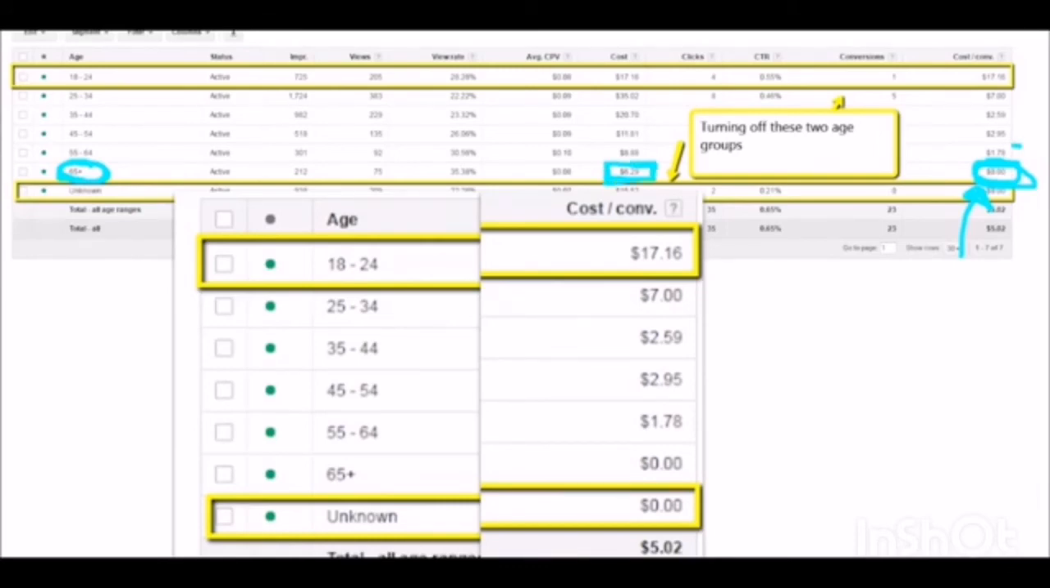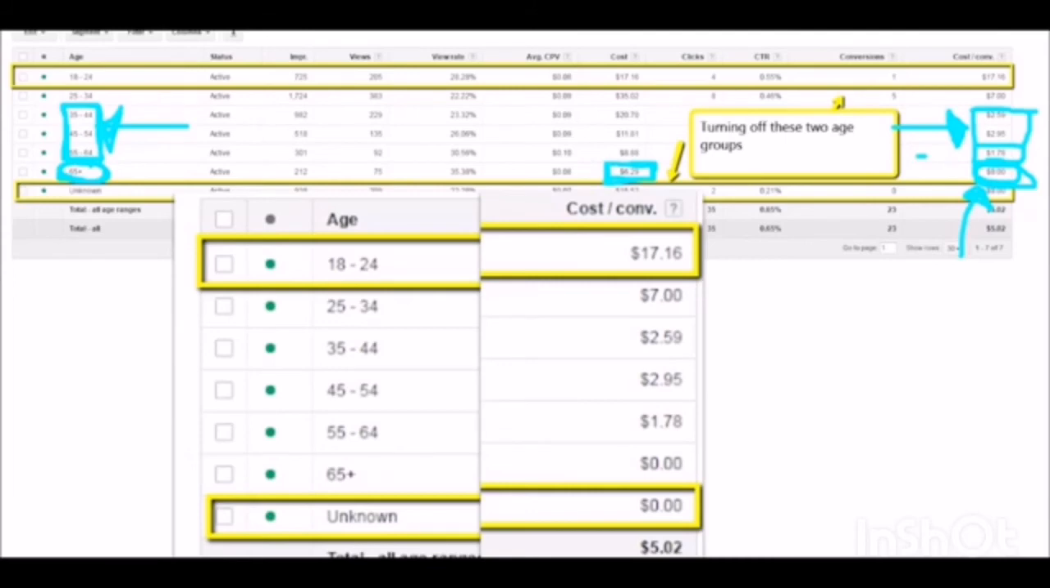But what I do know is that these ages are working very well for me, okay? I know that 35 to 64-year-olds are performing very well for my particular product. As you can see, it's only costing me about $1 or $2 to collect an email address amongst these age ranges.